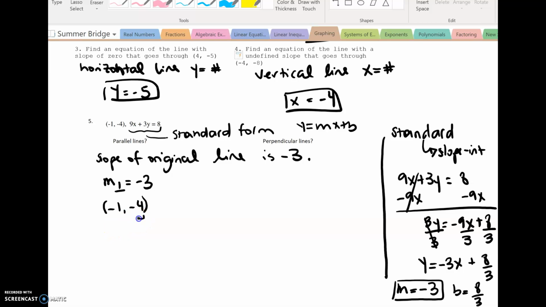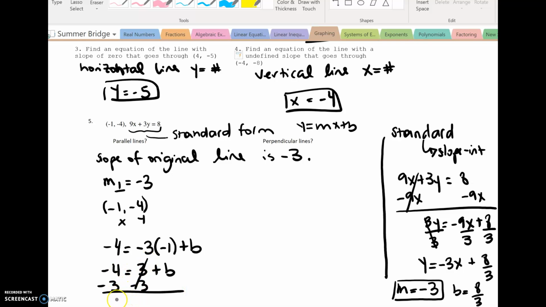So my y is -4, my slope is -3, my x value is -1, and I'm trying to find what b is. So I have -4 is equal to positive 3 plus b. I subtract 3 from both sides. So I have that b has to be -7.